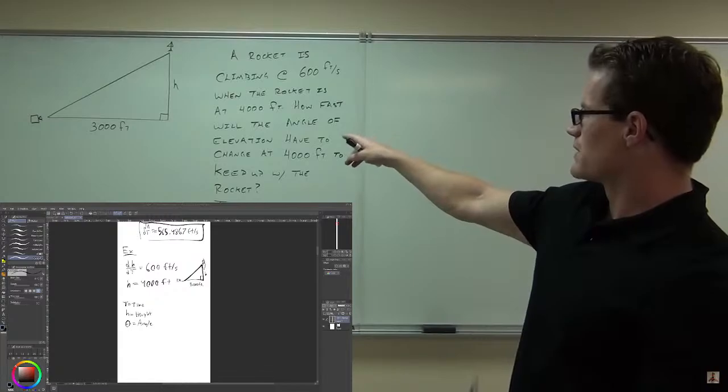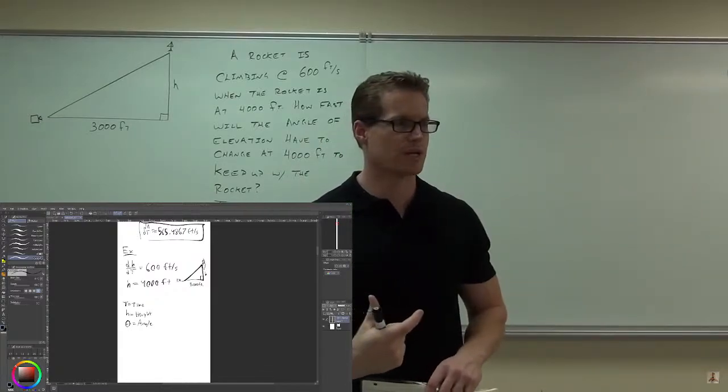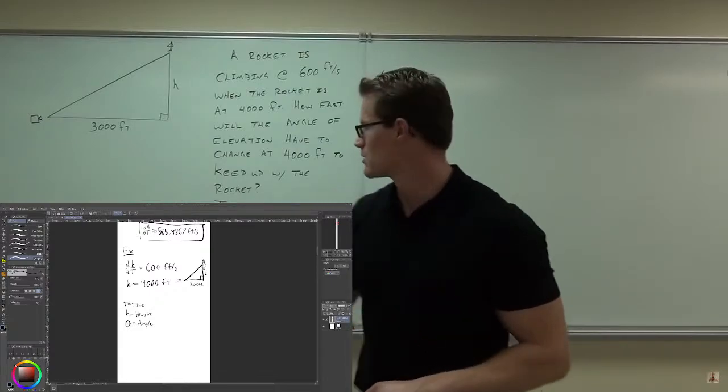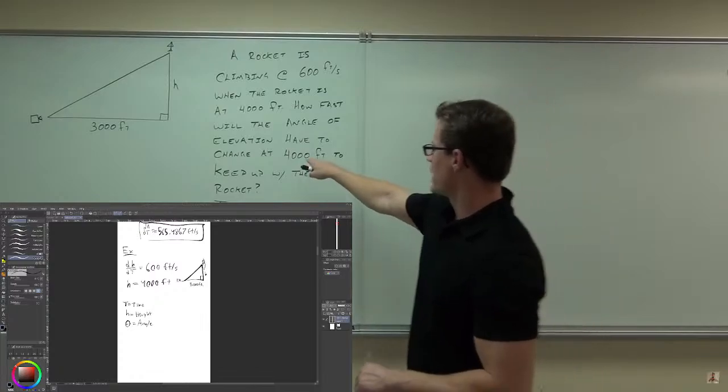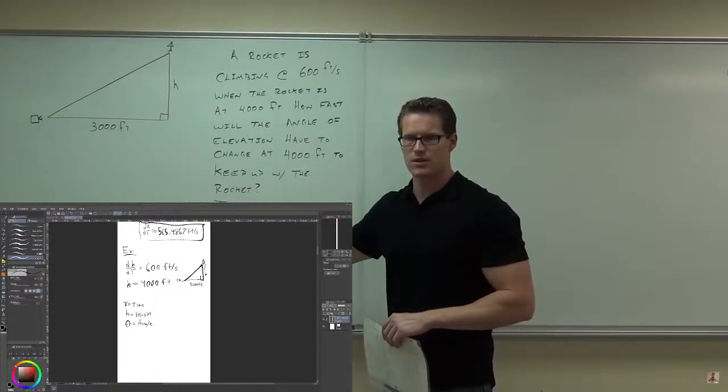How fast will the angle of elevation have to change? That fast, that's a rate of change. So we need something to do with time. Derivative with respect to time. So we have our time up there, we have our angle theta up there, we have our height up there. Okay, this is back to our height. So we have all the letters that we're going to need right here. Are you with me on this?